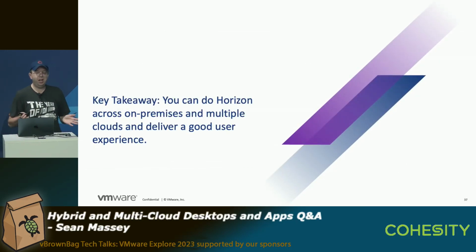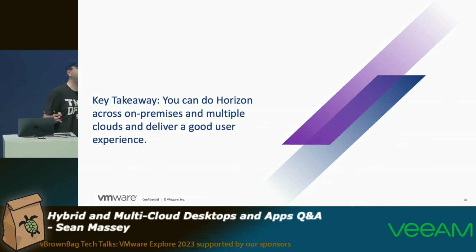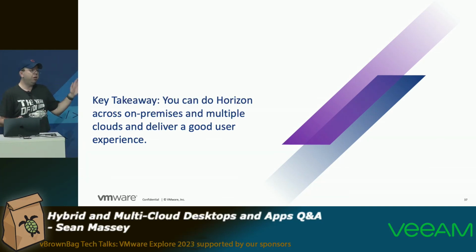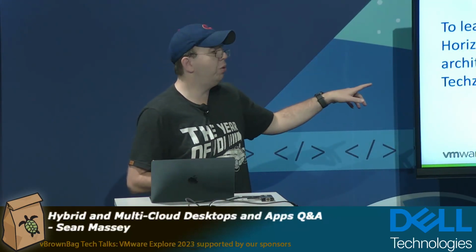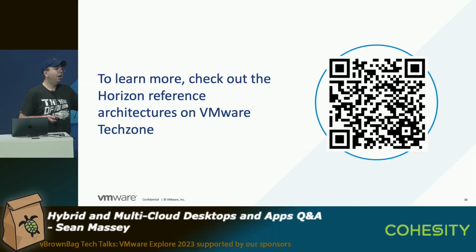So key takeaway here, because I know we're running up on time, you can do Horizon across multiple clouds. You can stretch from on-prem to the cloud, and you can deliver a good user experience by doing this. You just have to keep in mind everything around Horizon in order to deliver that good experience. Finally, we have a bunch of reference architectures up on TechZone. The QR code takes you to our reference architecture page.